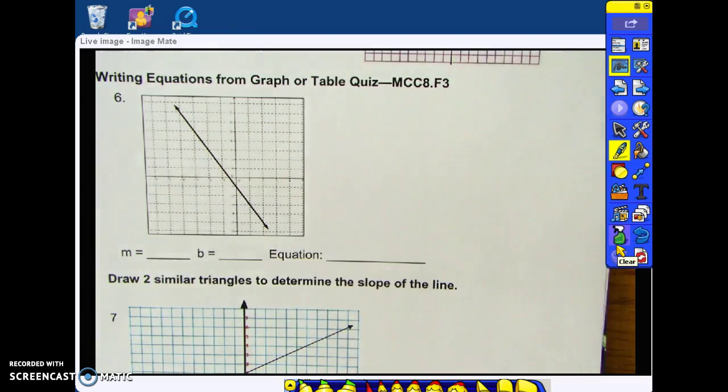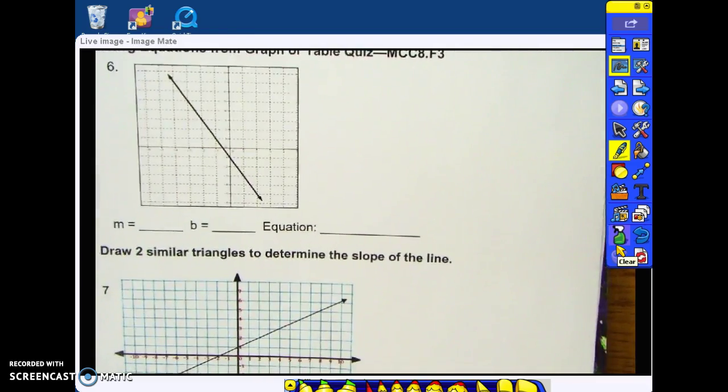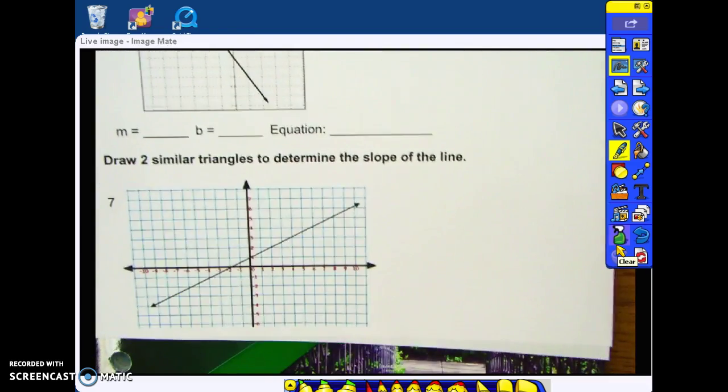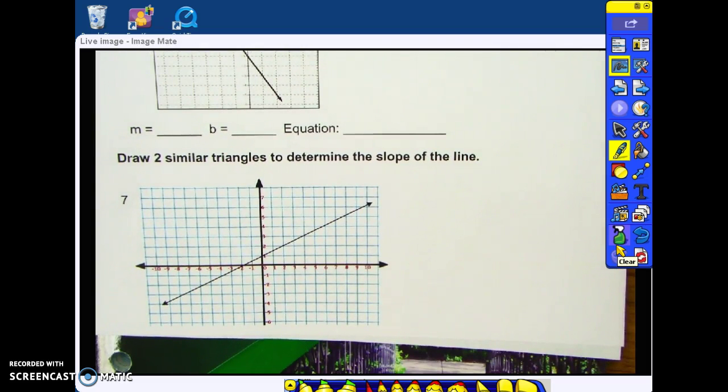Number 7. We have to draw 2 similar triangles to determine the slope. So we're using crosshairs, of course. This is rise over run, that's 1 over 2. And this one is two over 4, which simplifies to 1 over 2. So my slope is 1/2.